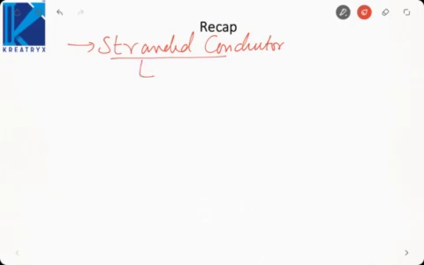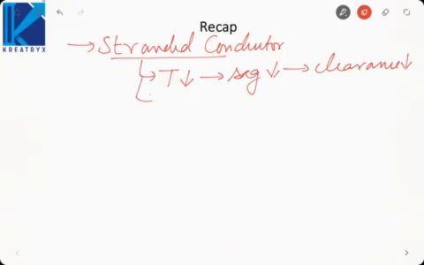Hi guys, in the last lecture we studied about the stranded conductors. We saw that we moved to stranded conductors from solid conductors to reduce the skin effect. But in that process what I lost was the tensile strength reduced, due to which sag increased and clearance reduced. So that was the biggest disadvantage, as well as the corona loss increased.